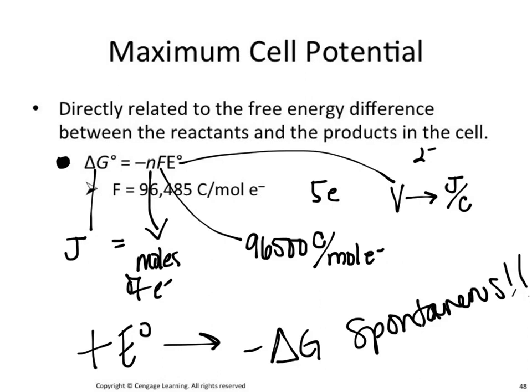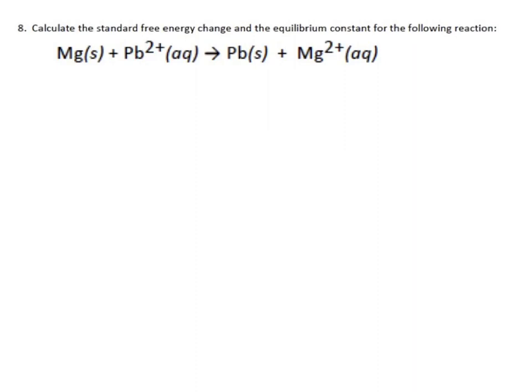All right, so let's go ahead and do some problems. The very first thing we need to do is, if you look here, it says calculate the standard free energy. So that means we're going to do delta G. And here we can see that this is a redox problem. So we know delta G is equal to negative nFE. This is on your reference chart too, so if you forget it. And then it says to calculate the equilibrium constant.